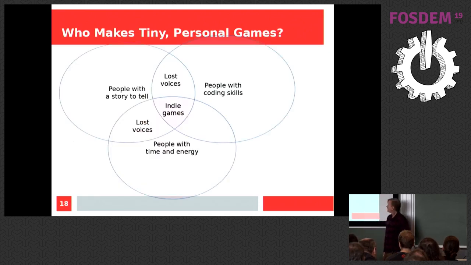So here I have my Venn diagram. Thank you very much. You've got people with a story to tell, people with coding skills, and people with time and energy, and you need all three of those things together to create an indie game. When you have people with a story to tell but they don't have the coding skills, you've lost their voice, you've lost their contribution to society. And when you have people with the coding skills but they don't have the time or the energy, you've also lost their voice, you've also lost their contribution to society.